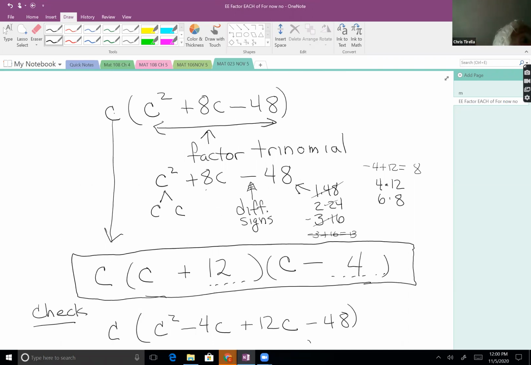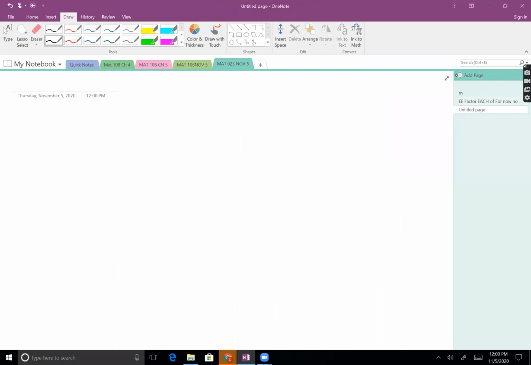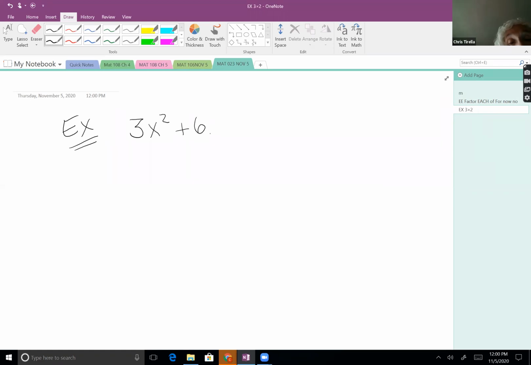Let's look at another one. Next one, I want to look at 3x squared plus 6xy minus 105y squared.